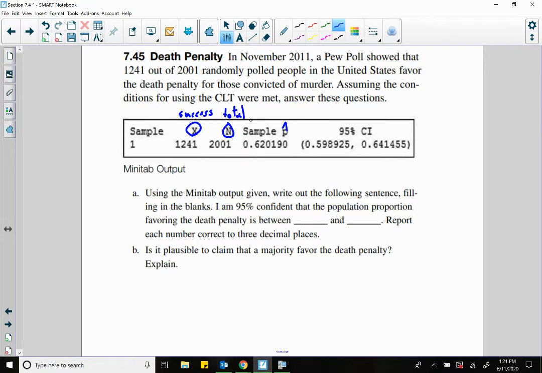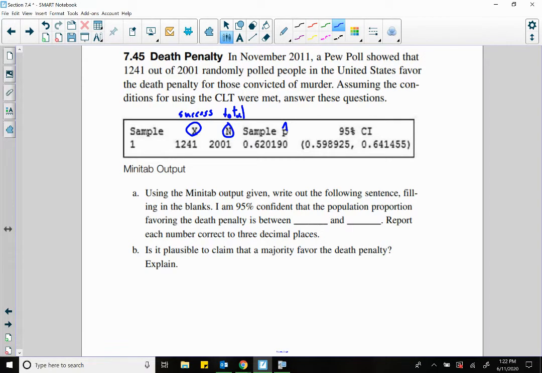Okay? So this says in November 2011, a Pew poll showed that 1,241 out of 2001 randomly polled people in the United States favored the death penalty for those convicted of murder. Assuming the conditions for CLT are met, because we can only find confidence intervals as long as CLT is met. It's got to be a normal distribution. We're going to answer the following questions. So we don't have to check CLT here. We already know it's good to go.